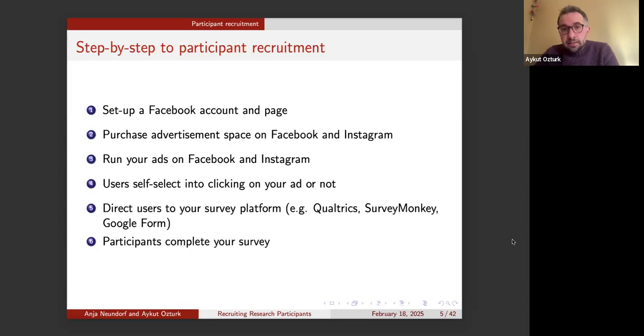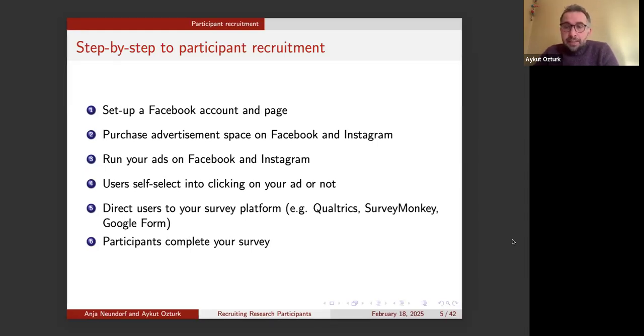Users self-select into your advertisements. They either click or not. As I will show in the next parts of this research, usually the rate is around 3%. 3% of social media users click on advertisements in our case, which is not that different from the success rate, as far as I know, of phone surveys.